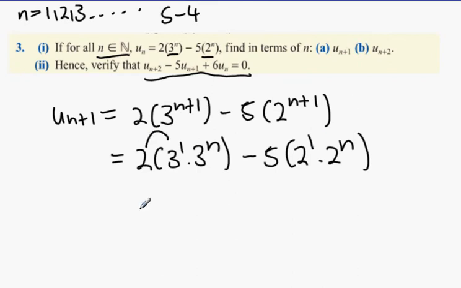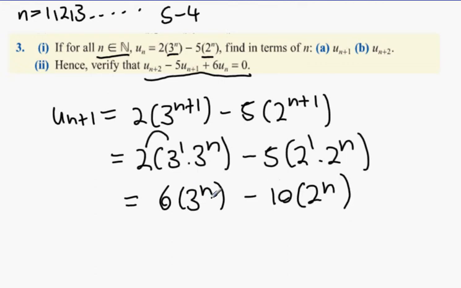Now, I can multiply 2 by 3, and what do I get? 6 multiplied by 3 to the n. Can I multiply 6 by 3 to the n and get anything? I can't really get anything because I don't know the value of n. Okay, done. Next one is 10 bracket 2 to the power of n. That's the way it turns out for u of n plus 1.